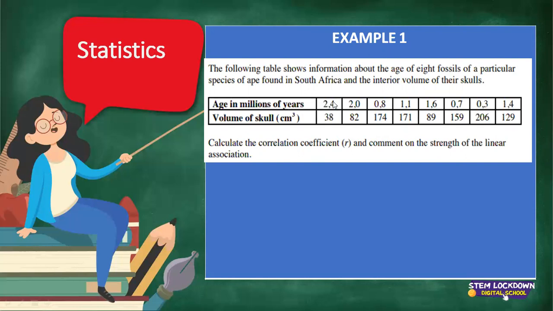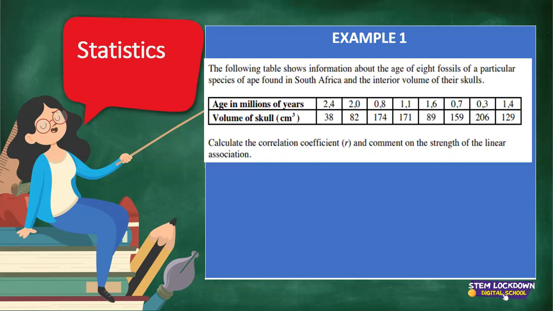Fossils are dead remains of animals. So for these 8 fossils, the volume of the skull is recorded, and they have different sizes. Now, calculate the correlation coefficient R and comment on the strength of the linear association. Is there any relationship between the age of the fossils and the volume of their skull? Does the age have to do with the volume of their head?